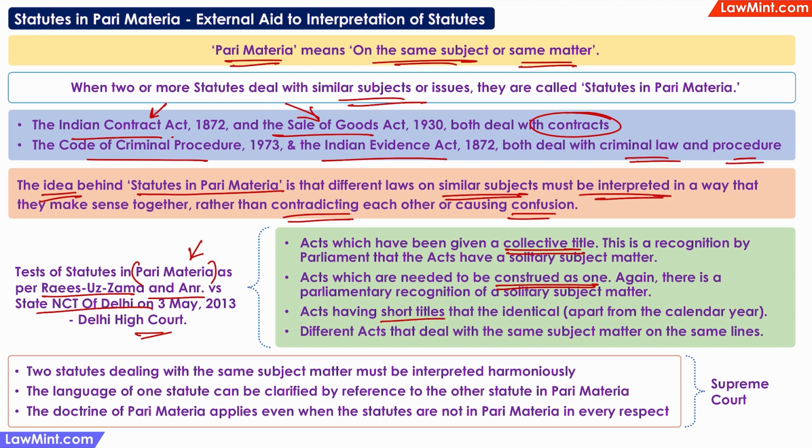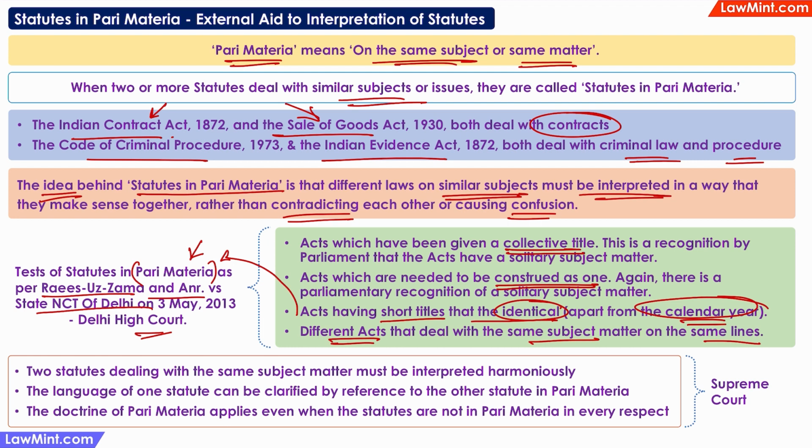Acts having short titles that are identical, apart from the calendar year. For example, the Finance Act 2020, the Finance Act 2021, 2022, 23, all of these have identical titles except for the year, which means that these statutes are in Pari Materia. Even the Companies Act 1956 and the Companies Act 2013 are statutes in Pari Materia since they have the same title but different years.